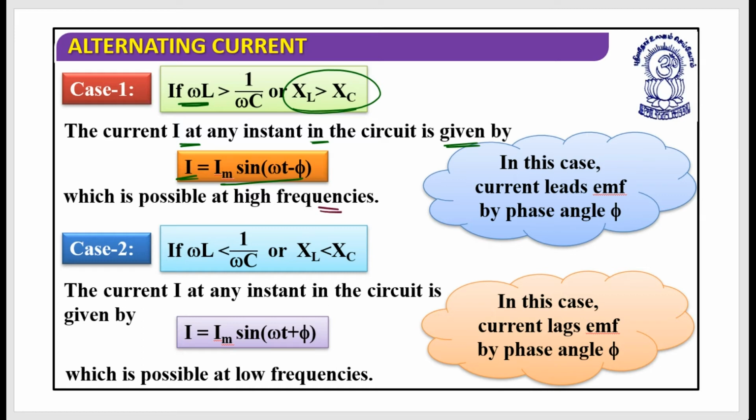Next case, where XC is greater than XL. When XC is greater than XL, which means omega L is less than 1 by omega C, in this situation the current I at any instant in the circuit could be given as I equals Im sine omega t plus phi, which is possible generally at low frequencies.